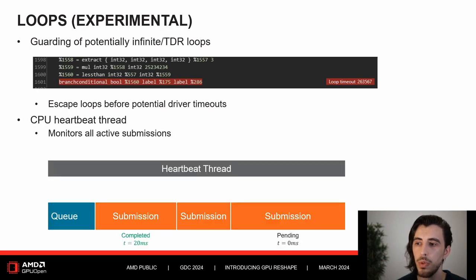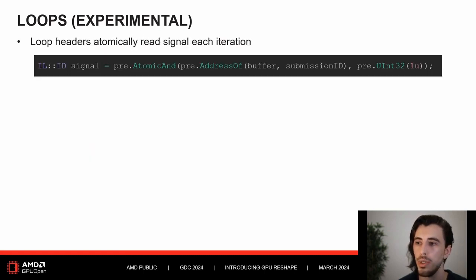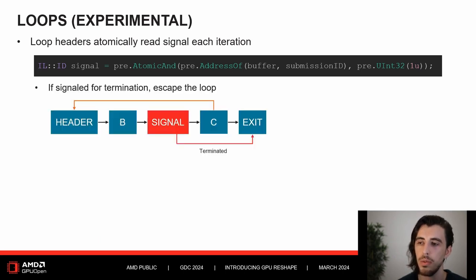And on the CPU, we essentially have a heartbeat thread which monitors all active submissions and signals them for termination if the elapsed time exceeds any particular threshold. GPU side, each loop header, that is the entry point, is modified to atomically read a signal each iteration. If the signal is set, we escape the loop. For unstructured programs, we need to reconstruct the loop trees, which is a one-liner.